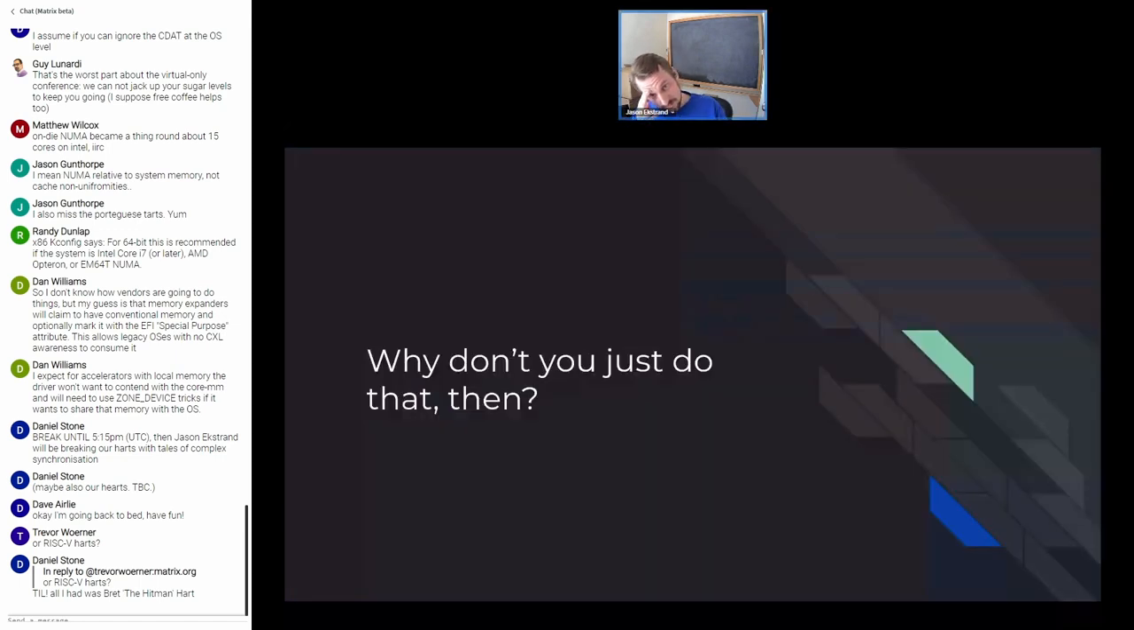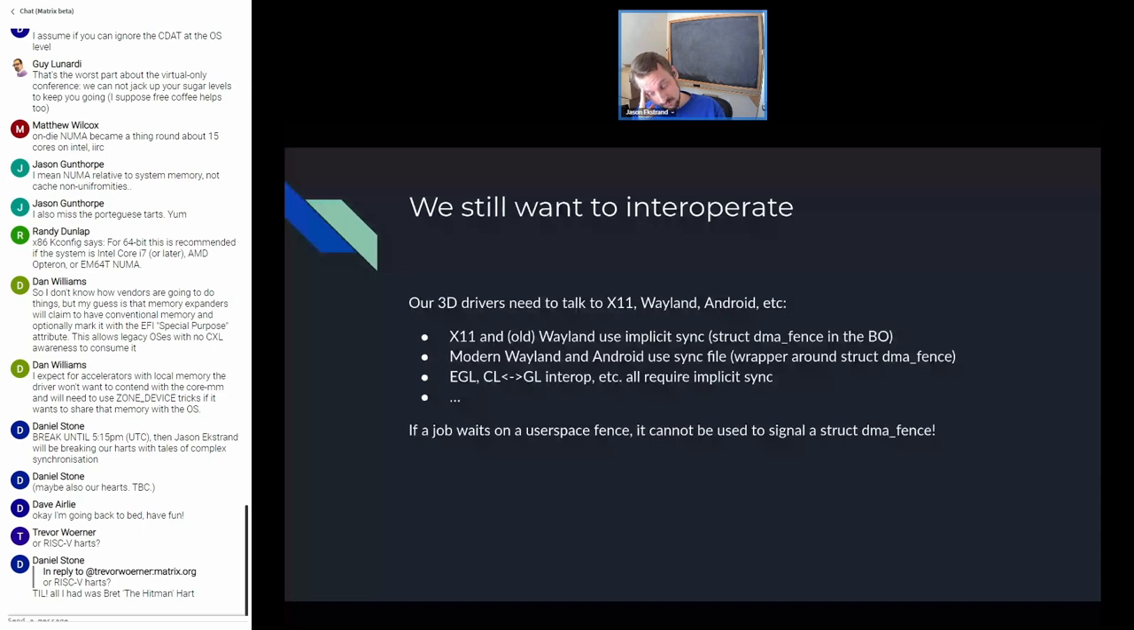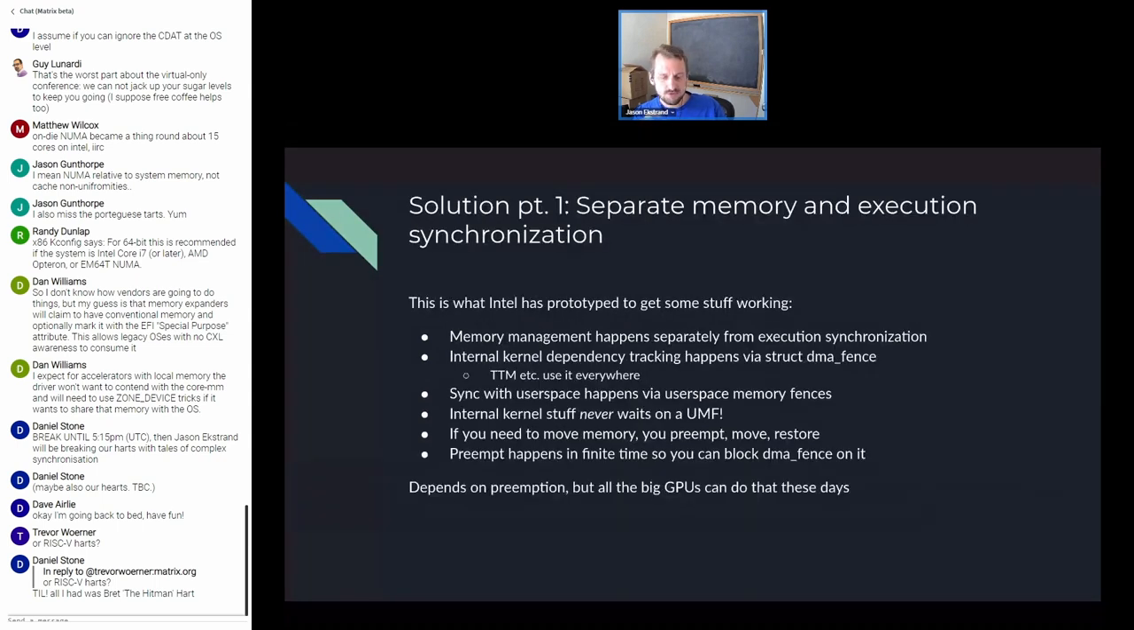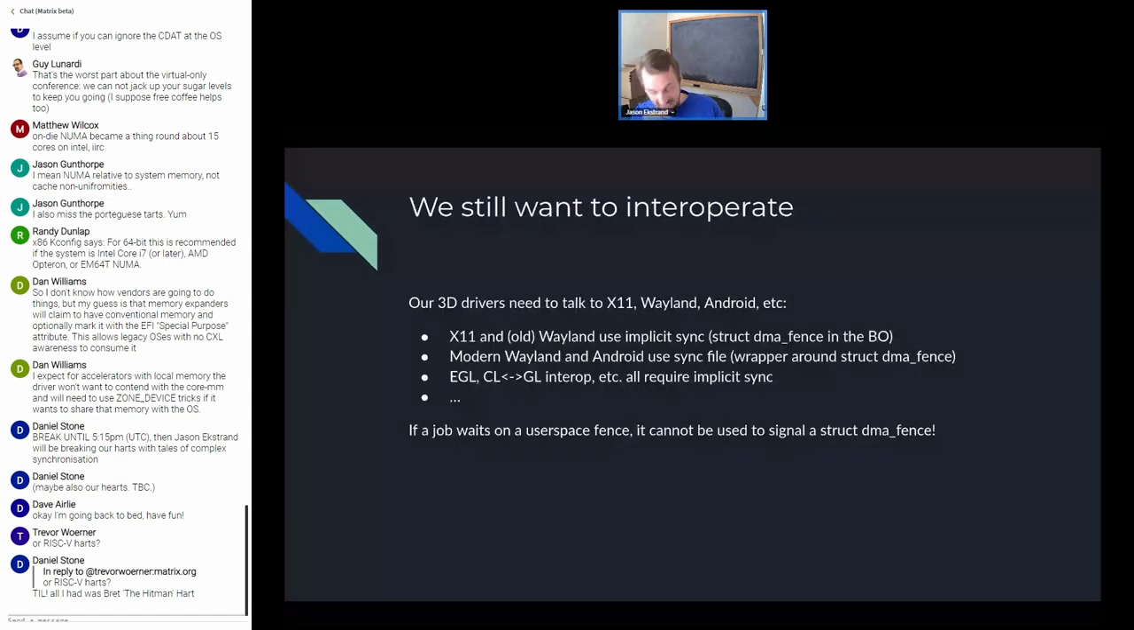This leads us to the interop problem. One of the problems with this solution is that the kernel can never wait on a user space memory fence. We can never turn one of these things into a DMA fence. And as I mentioned before, everything in the Windows system, everything that's any sort of client-to-client interop, OpenCL to OpenGL, anything with EGL, Wayland, X11, all depends on implicit sync files or something of that ilk. It all depends on DMA fence under the hood.